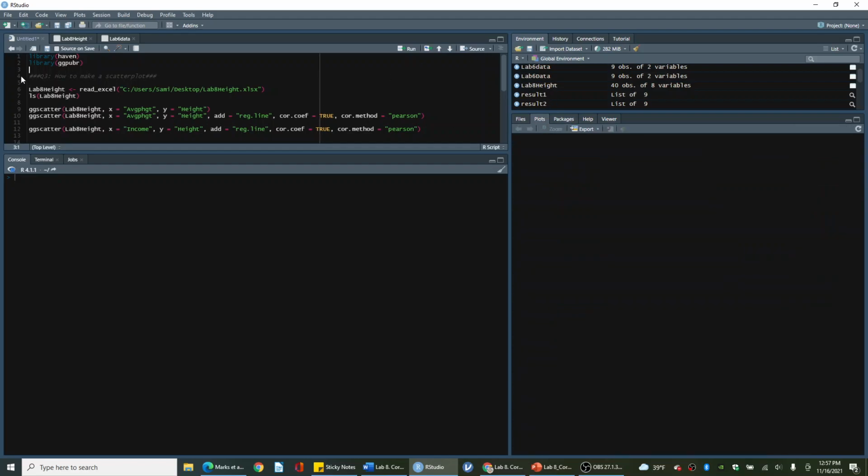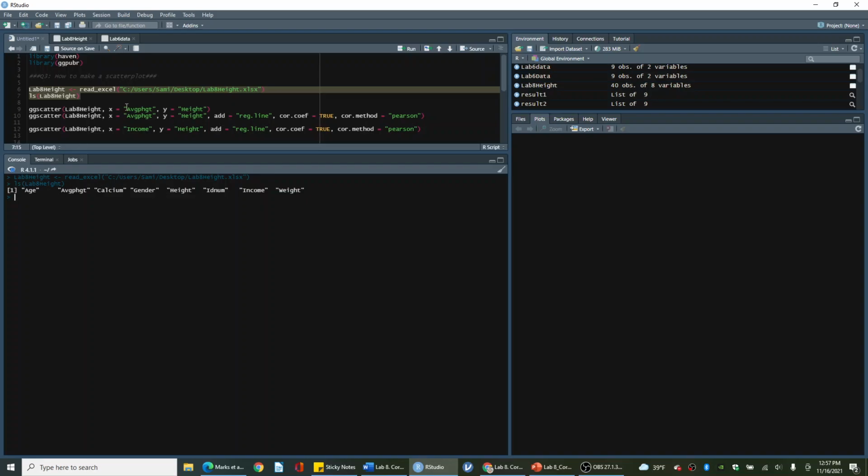Okay, so we have our data set that's been imported already. We do ls, and then the name of the data set. And so these are our variables here. Some of you had trouble entering in variables from your data set.